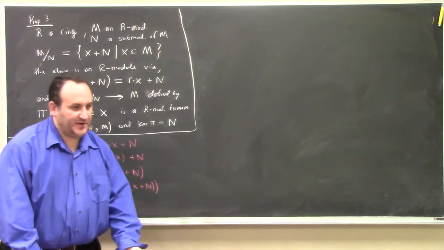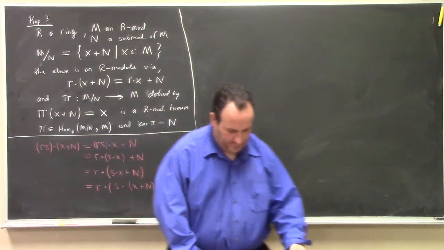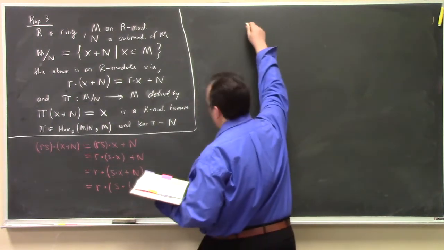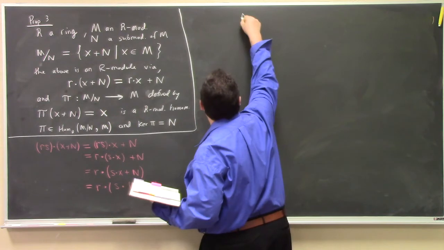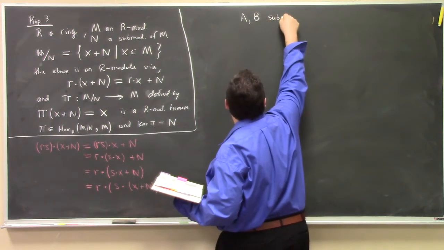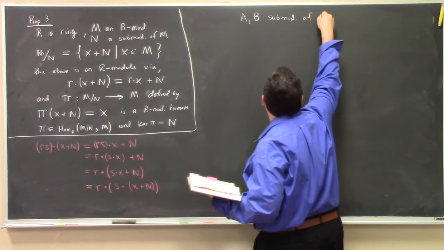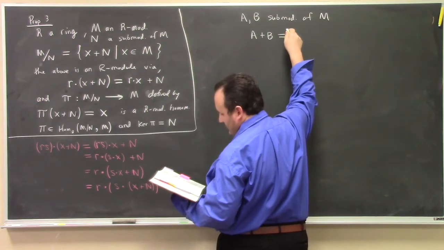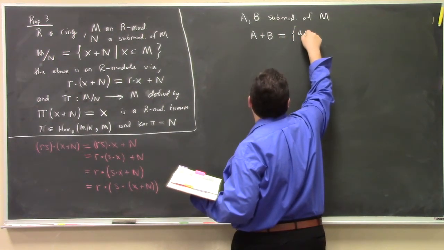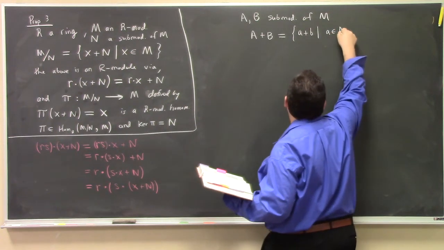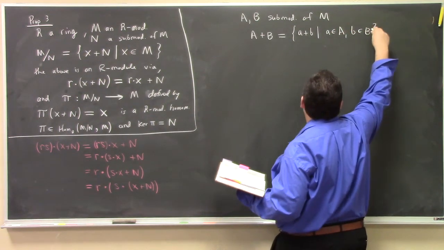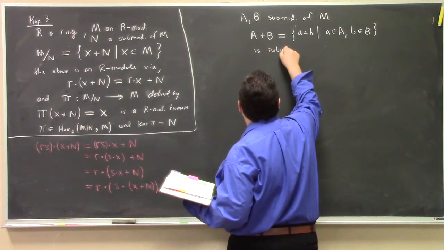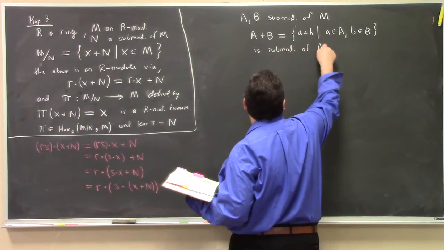So you can form factor modules in this way. And you can also add modules, in the sense that if you have two submodules A and B of M, then A plus B, which is the set of a plus b such that a is in A, b is in B, is a submodule of M.